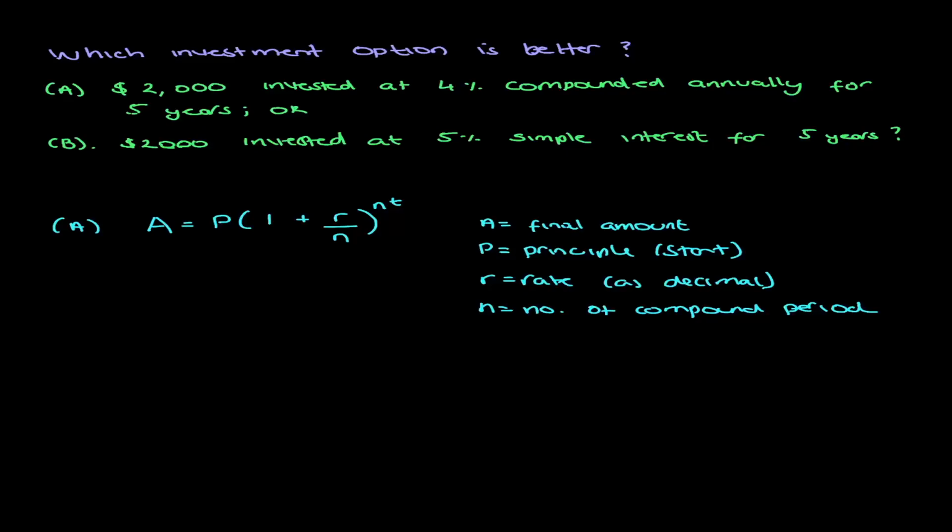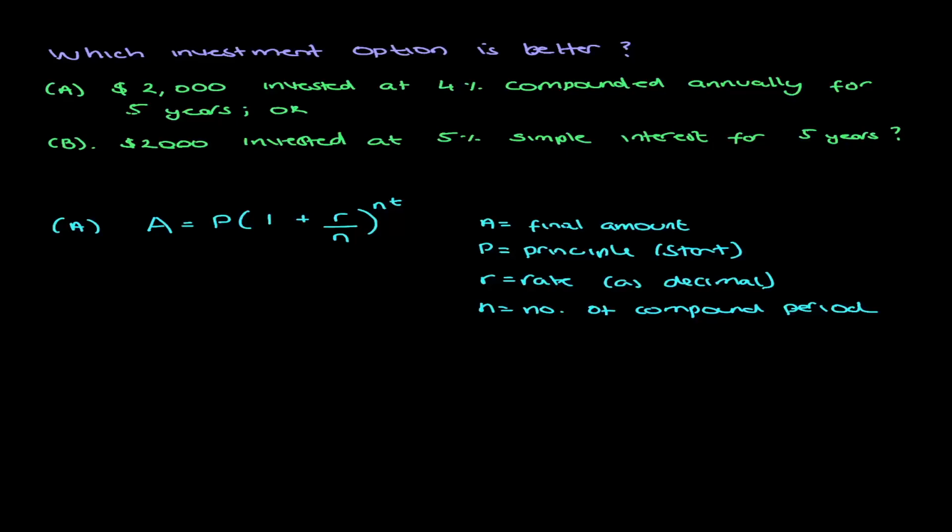In this case, it says annually, so our number of compound periods would be 1. If it said it is compounded daily, which is what most banks do when you get a credit card or a mortgage, then N would be 365 because that's how many days there are in a year. If it's compounded weekly, N would be 52 because there's 52 weeks in a year. Do you get that? If it's monthly, N would be 12 because there's 12 months in a year.